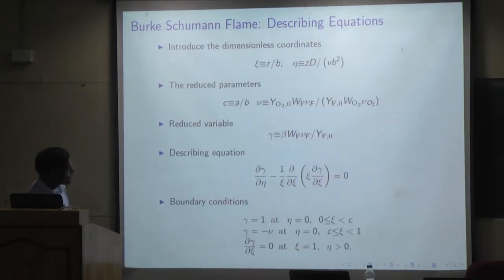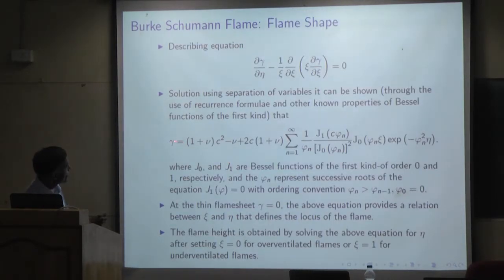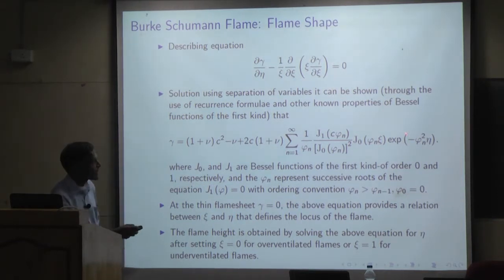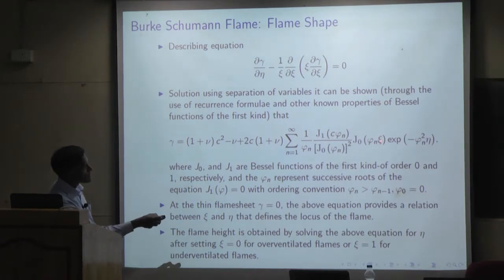If you take this expression and put gamma, which is again beta, equal to 0, you get a relationship between psi and eta, and that is the flame shape. So the flame shape is obtained simply by putting this equal to 0, giving the relationship between those two variables.